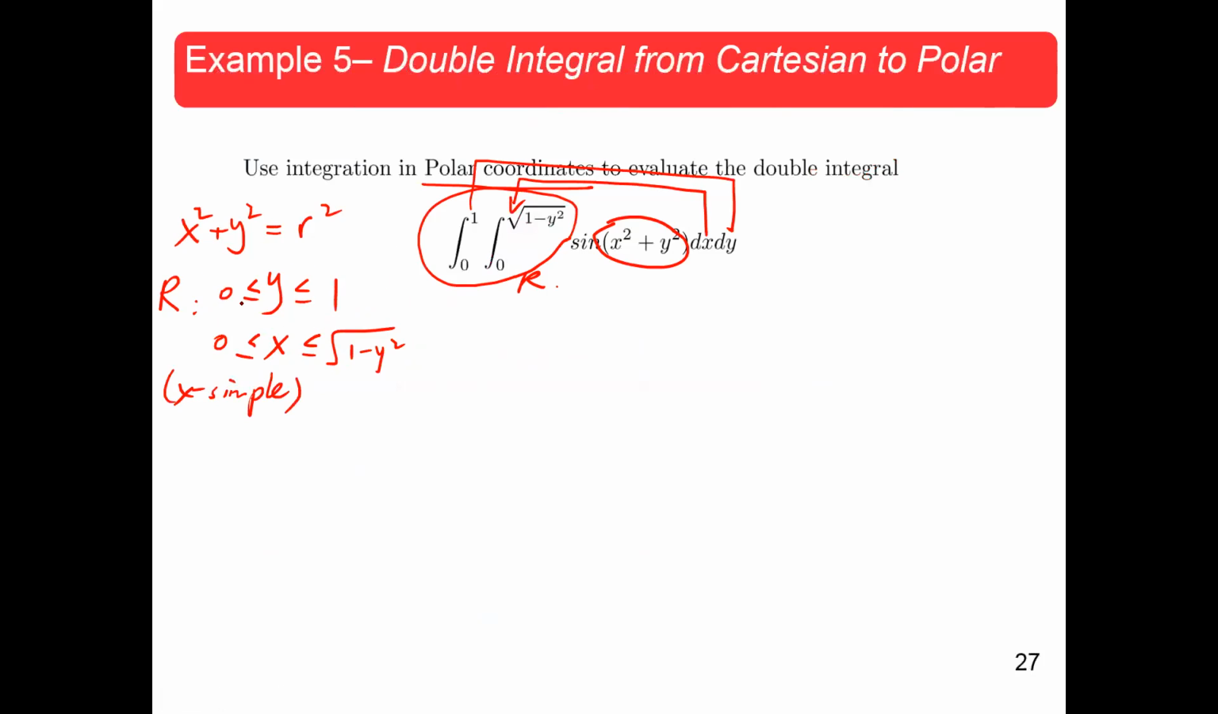Y is easy to sketch, just between two horizontal lines, and here x is between 0 and the root of 1 minus y squared. What's the graph of this part? Let's just look at x equals the root of 1 minus y squared. Can we simplify this further? Wouldn't it just be half of a circle? Correct, it's really just a circle, good.